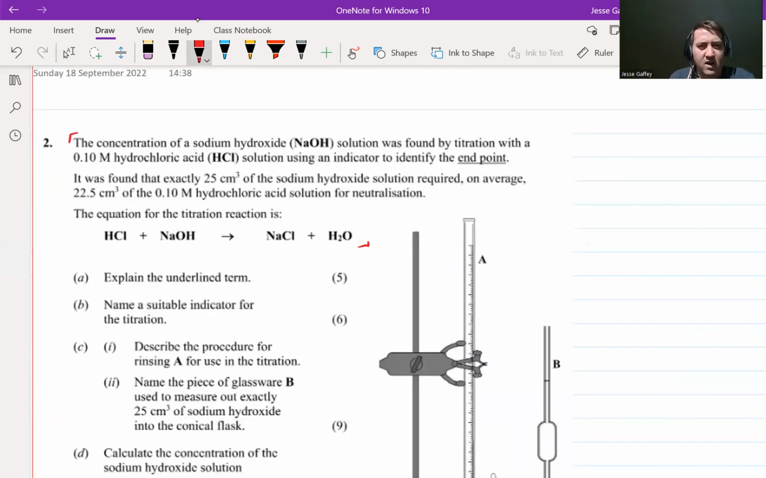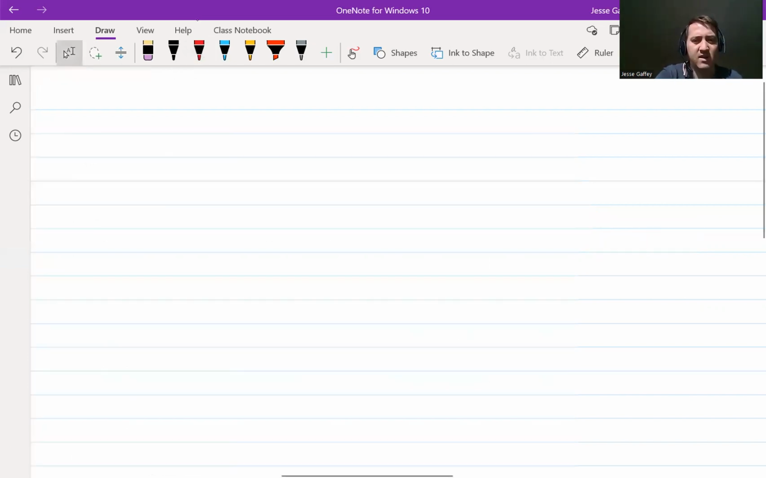Okay, and we are going to look at question 2, part A. So part A says, explain the underlined term. They're talking about something above here, and I see it's here. Explain the term endpoint. This is actually quite a tricky thing to explain, especially at ordinary level. Now there are a couple of acceptable answers, but what I'd like you to do is pause the video and write down what you think is meant by the endpoint in a titration. Pause the video.